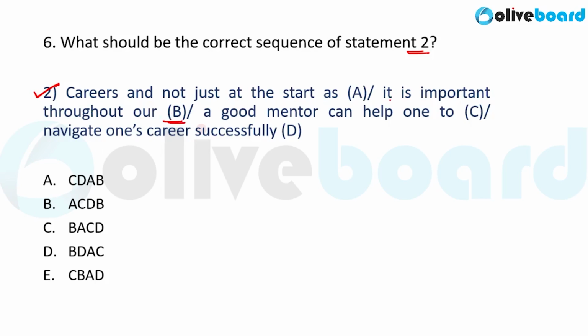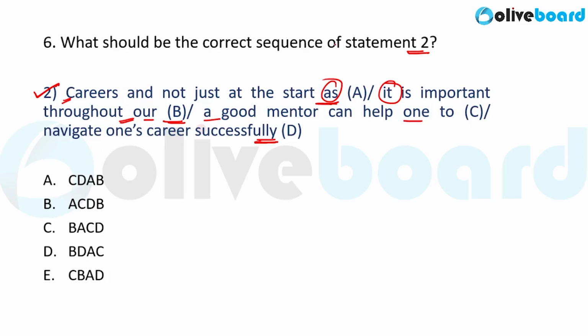Part B says it is important throughout our. Now it is important throughout our what? Let us see. It is continued in part A. So part A says it is important throughout our careers and not just at the start, as a good mentor can help one to navigate one's career successfully. So it here can refer to career advice. So career advice is important throughout our career and not just at the beginning of our careers, because this as here indicates because a good mentor can help one to navigate one's career successfully.